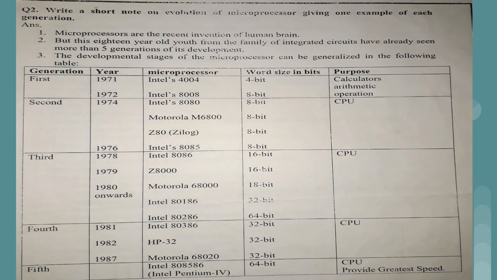Then in 1979, the Zilog company developed the Z8000 processor, a 16-bit processor. Then from 1980 onwards, we are having Motorola 68000 and Intel 80186. Now we are having the advanced versions of this Intel 8086: 80186, 286, 386, 486, 586. As we all know, we are using the dual core processor, or Pentium 4, Pentium 5 processor.